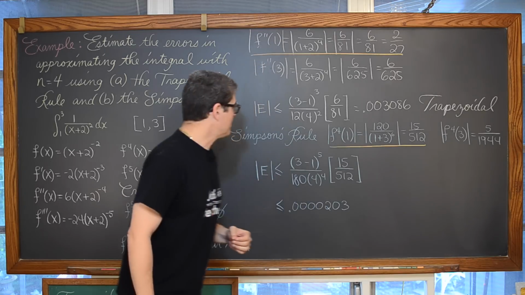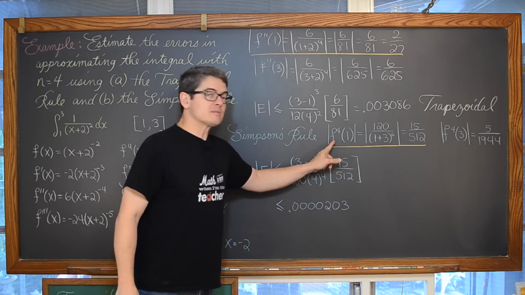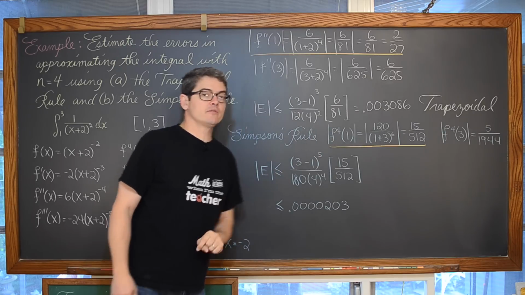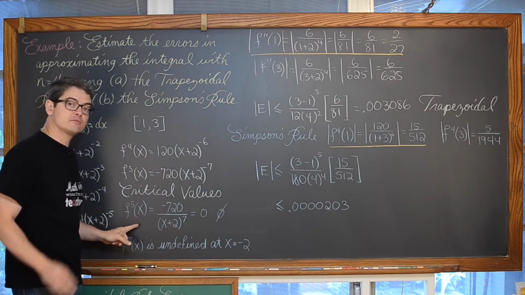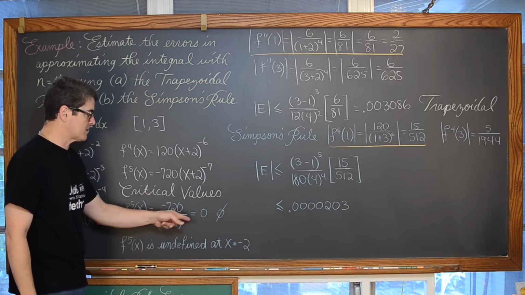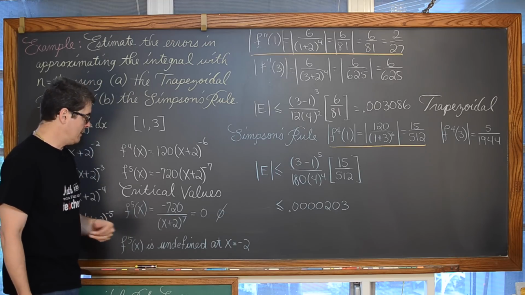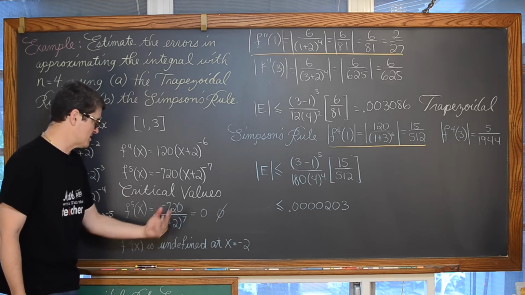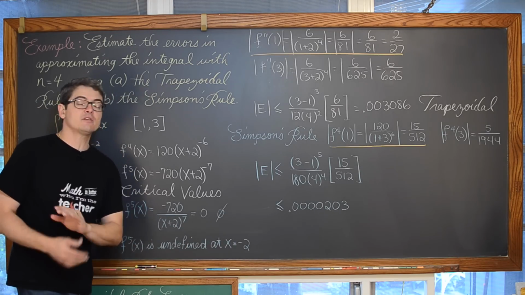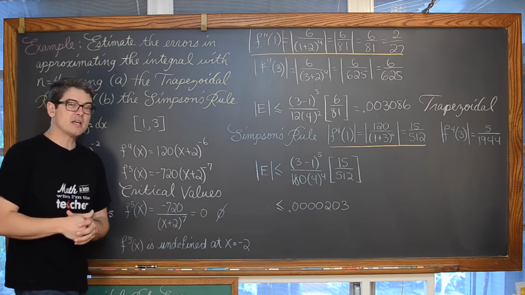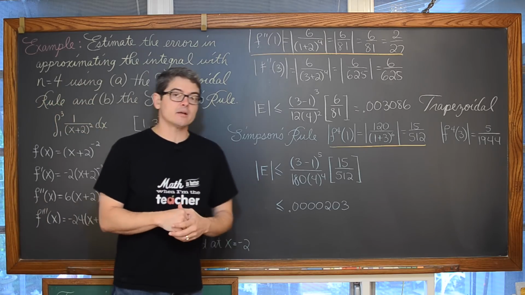So just one more time, looking for the maximum of the absolute value of the fourth derivative, we went to the fifth derivative and looked just to make sure there wasn't any critical values on that closed interval from 1 to 3. Very similar equation, so again we found that the fifth derivative was undefined at x equals -2, so there was no critical values on that closed interval.